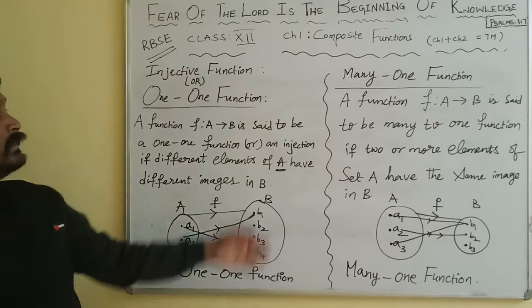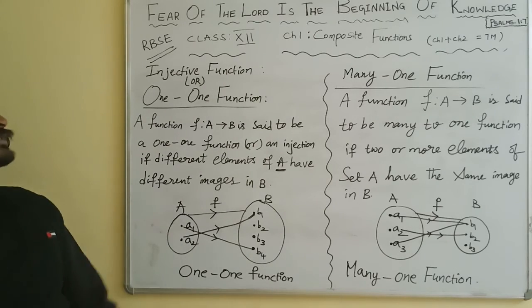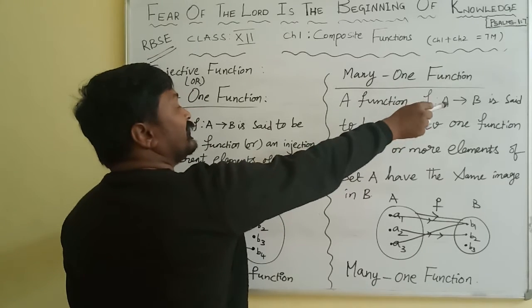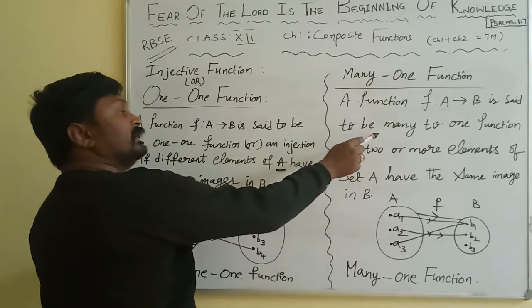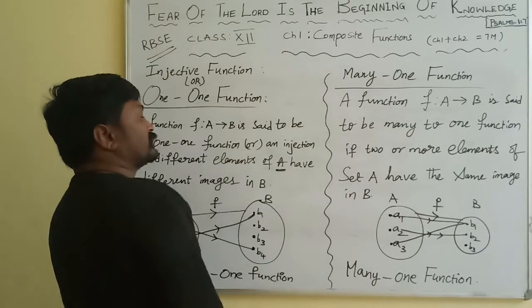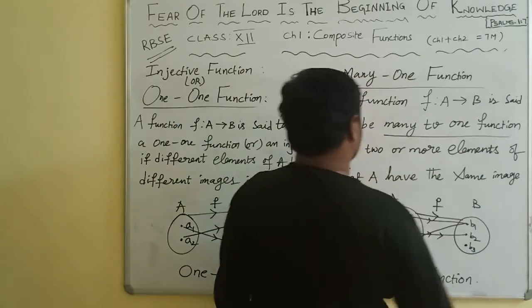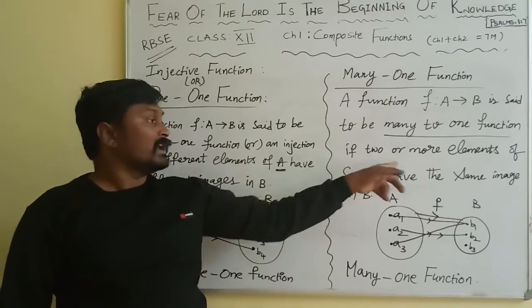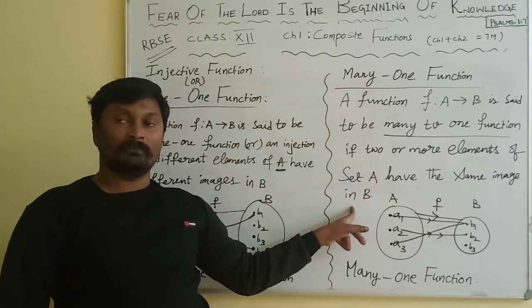And now let me go to what is many-to-one function. A function f maps A to B is said to be a many-to-one function if two or more elements of set A have the same image in B.